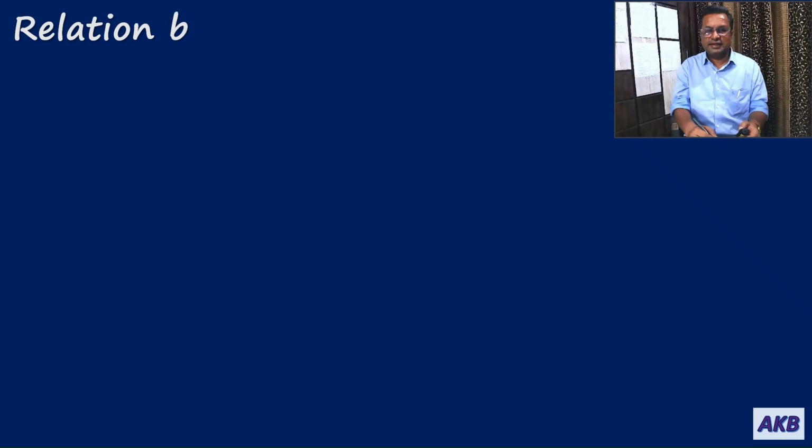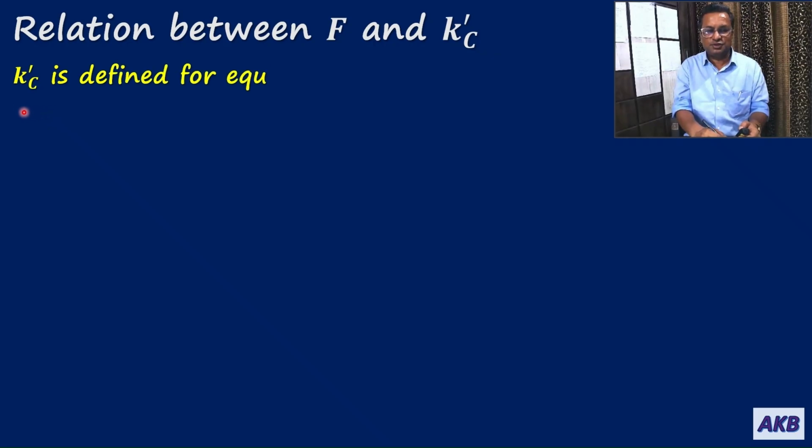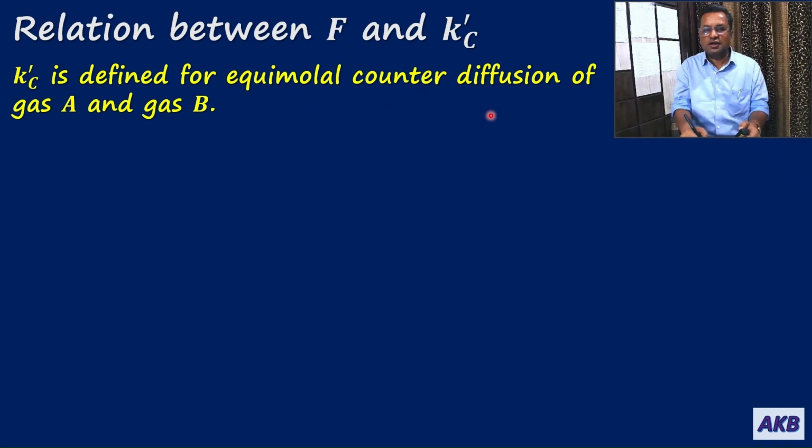Okay, now let us get the relation between F and Kc dash. For that we should know that Kc dash is defined for equimolar counter diffusion of gas A and gas B through this equation: Na is equal to Kc dash into Ca1 minus Ca2. I will call this equation 8. So Kc dash is defined for this case when the driving force is molar concentration difference.